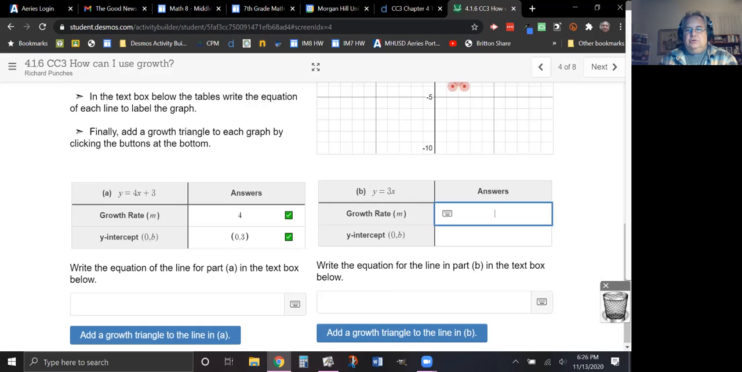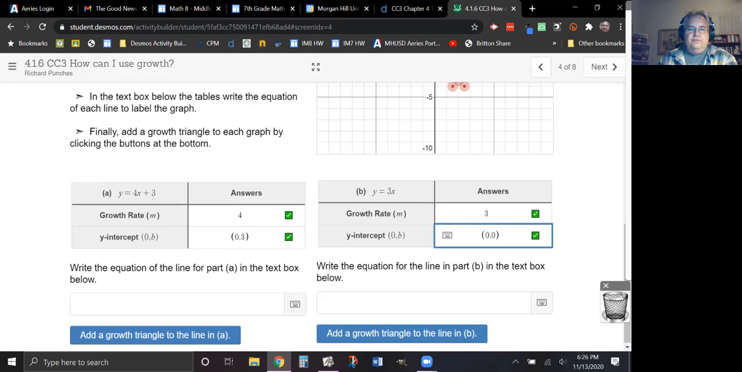While we're at it, we might as well do this one. The growth rate of this problem is 3, but you notice that this says 3x plus nothing. If I need to represent nothing, what number could I use? Oh yeah, 0. So this coordinate is going to be at 0, 0 when it's time to graph that one. So let's go ahead and do this.